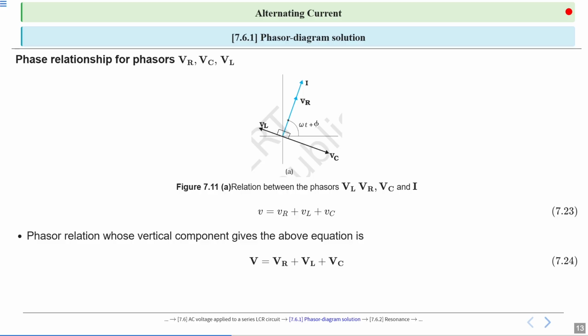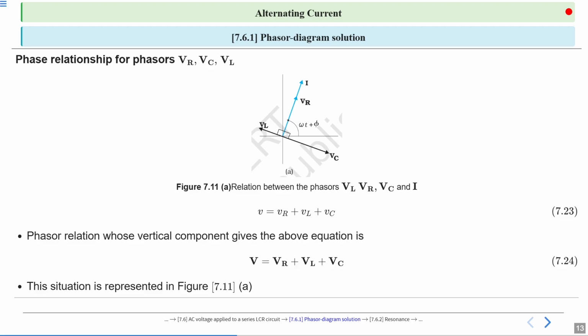So to find the net voltage, we have to do the vector sum, because there is a phase difference between all the voltages. Between VR and VL, there is a phase difference of pi by 2. Between VR and VC, a phase difference of pi by 2. Between VL and VC, a phase difference of pi. So we have to do the vector sum. So the net voltage V in the circuit is equal to VR plus VL plus VC, as vectors. Mark it as equation 7.24.